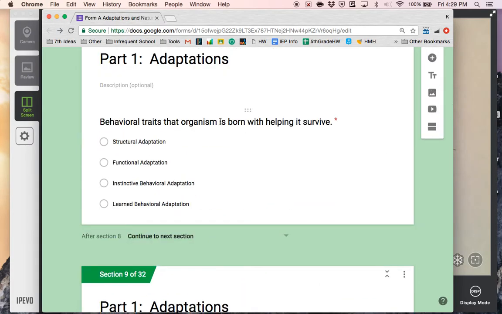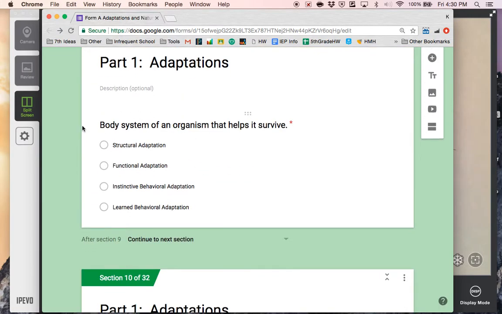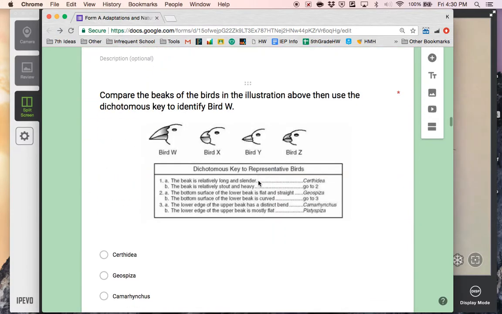Behavioral traits that they're born with. They just are alive and they know what to do. These would be instinctive behavioral adaptations. Remember my daughter with her palm closing and her feet closing? Those would be instincts. Body systems, so the ability to make venom or the ability to squirt blood, those are functions. Functional adaptations, functions of the body.